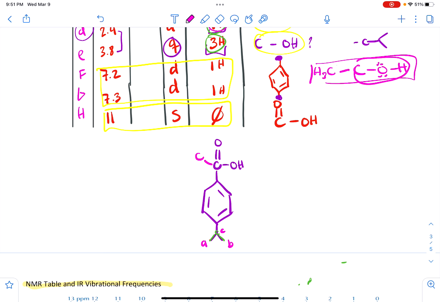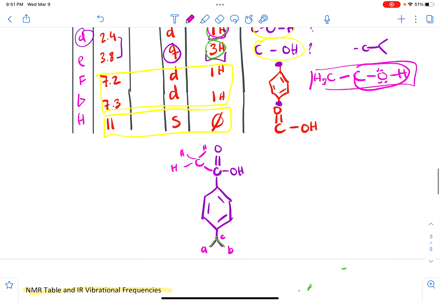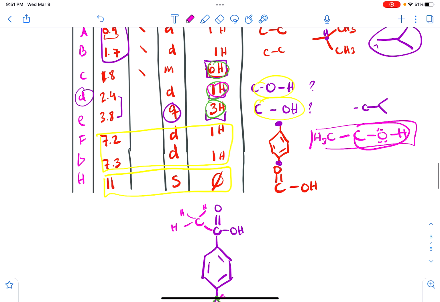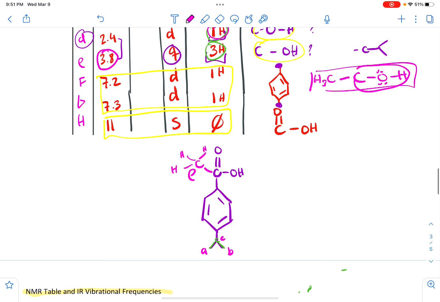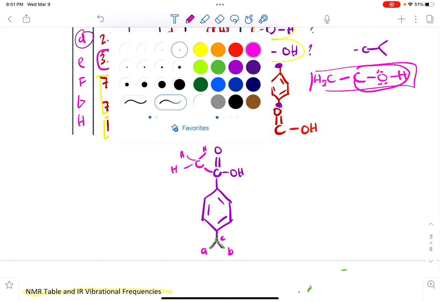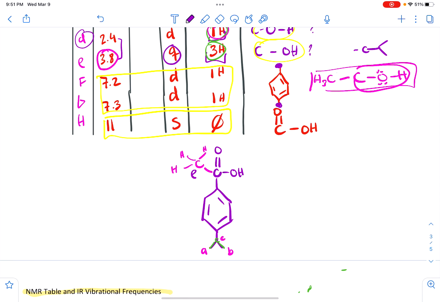So we're going to have a HHH, which is the more downfield. I said 2.4, I meant 3.8. So this is going to be carbon E. I'm so sorry. This is carbon E right here. That's the same color, green, E. So this is carbon E because it has 1, 2, 3 hydrogens involved.